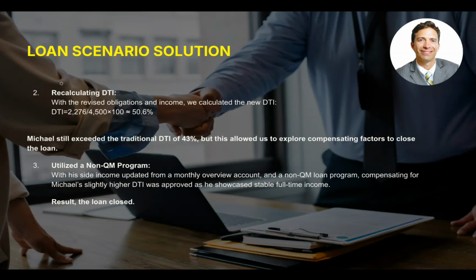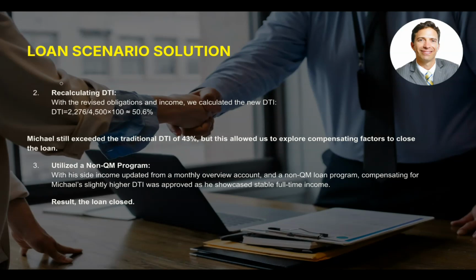Recalculating the DTI. With the revised obligations and income, we calculated the new DTI, which is now $2,276 divided by $4,500 times 100 equals approximately 50.6%. Michael still exceeded the traditional DTI of 43%, okay? But this actually allowed us to explore compensating factors to close the loan.